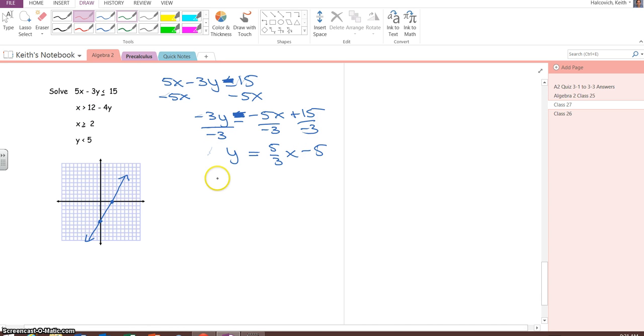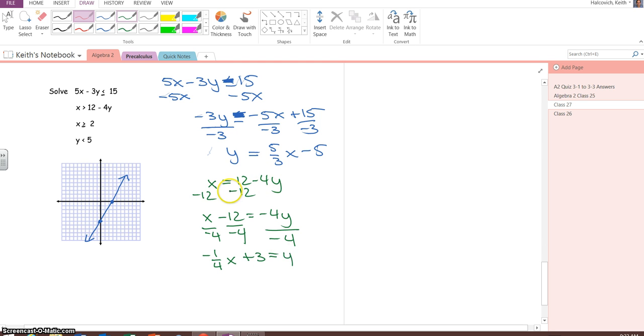Then for the next one, x equals 12 minus 4y. So we move the 12 over. So x minus 12 is equal to negative 4y. Divide by negative 4. And you get negative 1/4 x plus 3 is equal to y. So plus 3 is right here, and you go down 1 to the right 4. Down 1 to the right 4. And it's going to be a dotted line because it's not equal to.